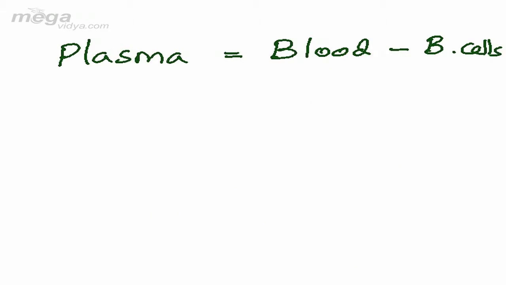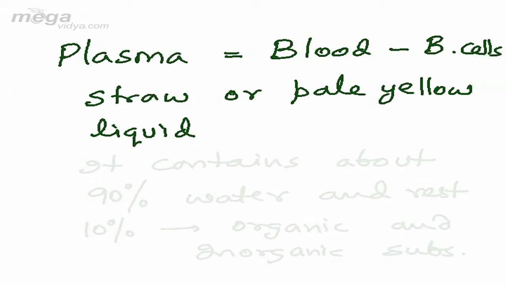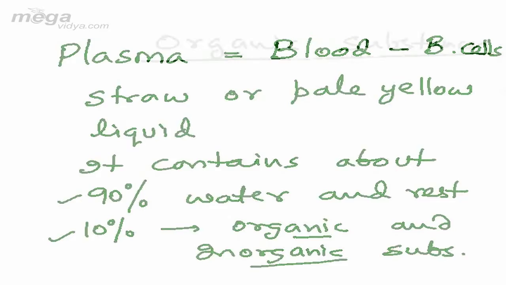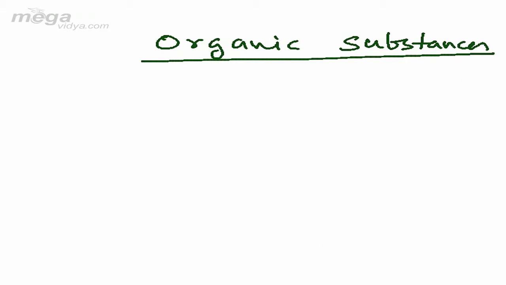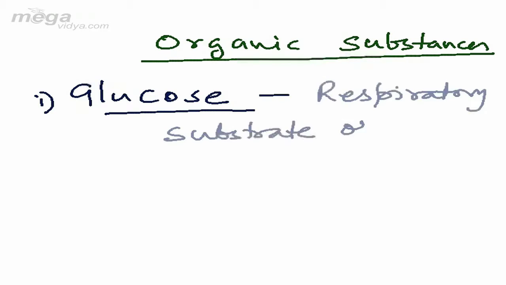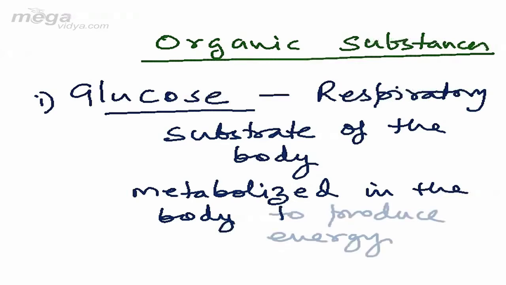First we'll discuss plasma. Plasma is equal to blood minus blood cells. If we minus blood cells, we also minus RBCs. Plasma therefore is a straw or pale yellow colored liquid. Plasma contains about 90% water, and the rest 10% of plasma contains organic and inorganic substances. We'll first discuss organic substances present in plasma. And the first organic substance that we'll discuss is glucose. Glucose, as you know, is the respiratory substrate of the body. It is metabolized in the body to produce energy.